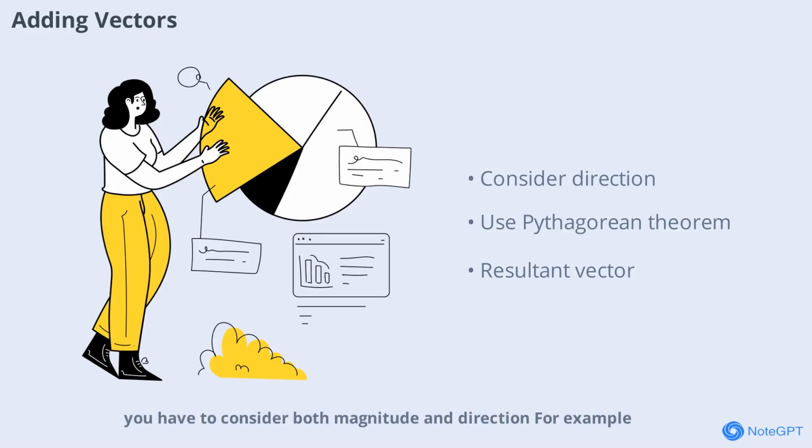For example, if you walk 3 meters east and then 4 meters north, your total displacement isn't just 7 meters. Instead, you use the Pythagorean theorem to find the resultant vector. This method ensures you accurately represent both the size and direction of the combined movement.